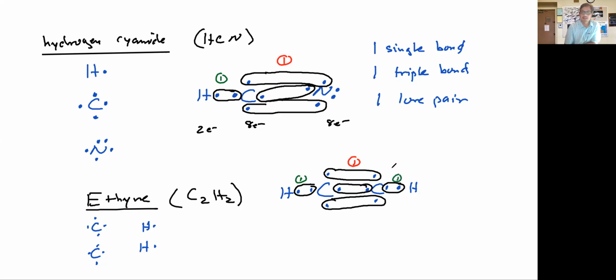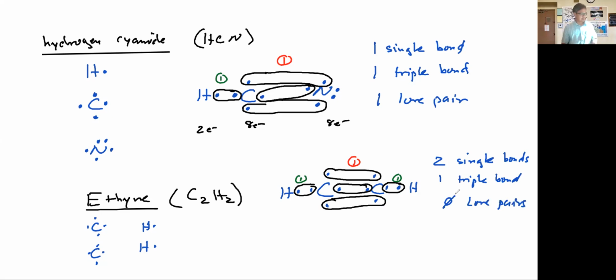So with that said, we have two single bonds, one triple bond, and 0 lone pairs. And those are the characteristics of the ethine molecule. Okay, all right, very good.